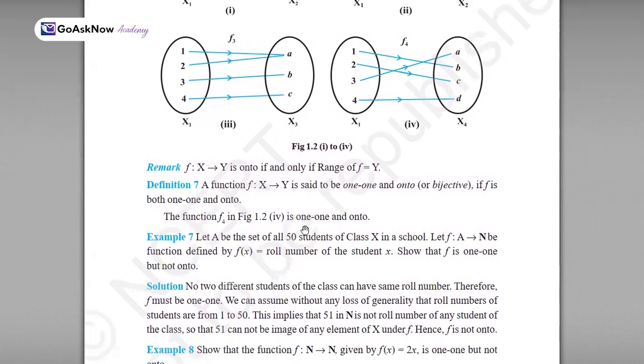Okay, so you can also observe there that if a function is onto, then the range of f is always equal to set B, the second set. Here it is also given that because all the elements are related to some element of set A, the range will become equal to the second set. So here set Y will become the range.